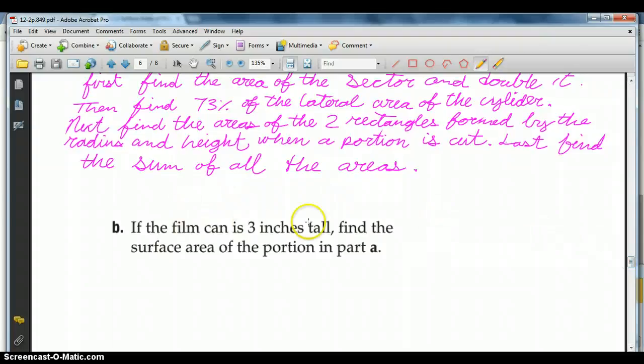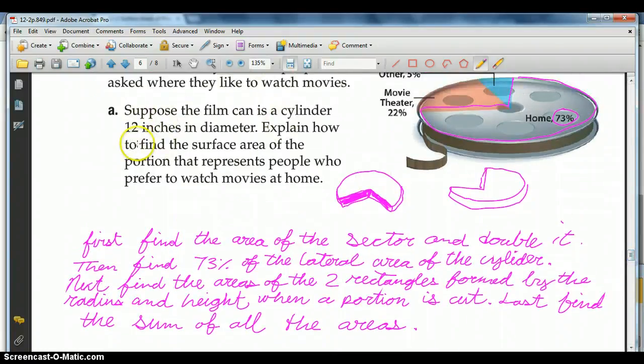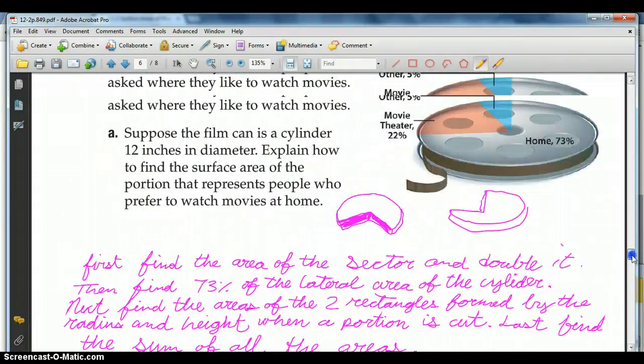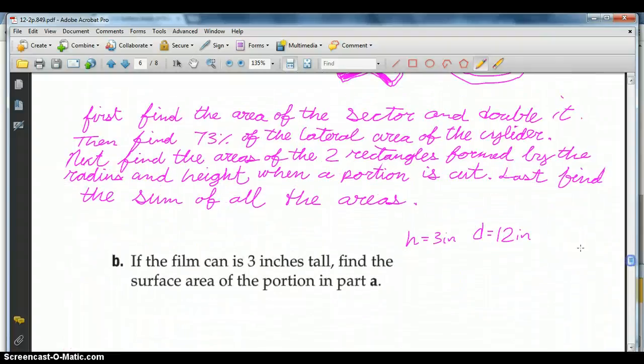So if the film can is 3 inches tall, so our height is 3 inches, find the surface area of the portion in part A. So in part A, it said that our diameter is 12 inches. And once again, we want 73% of the entire cylinder. So, quickest thing to do would be to find our radius, which would be half of the diameter. So we have 6 inches there. And then we're just going to go through these steps right here.